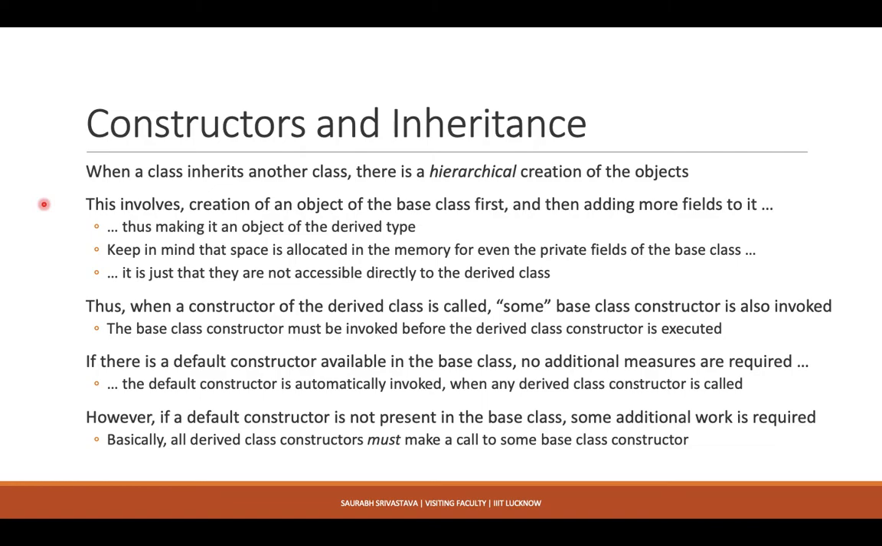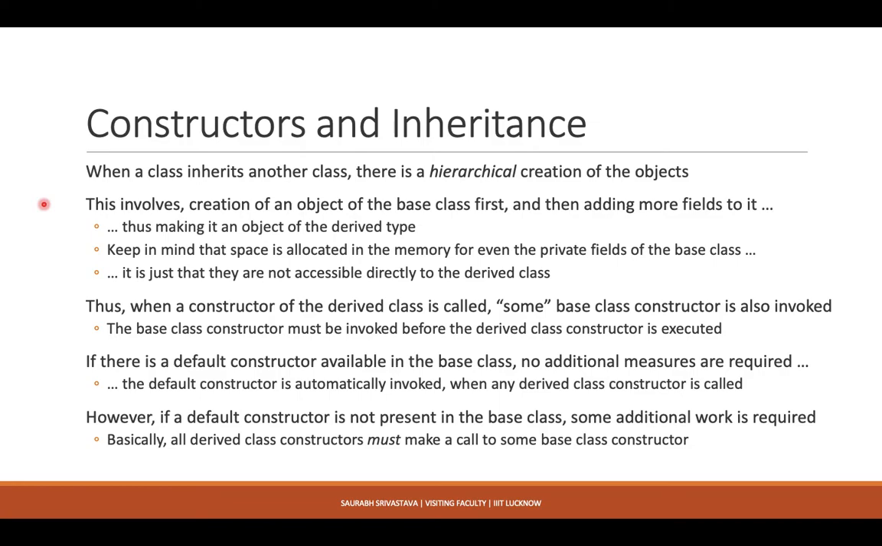So it is quite clear that in the derived class constructor, you will only assign values to the newer fields that you have added to the derived class, or maybe the fields that you have inherited. But there might certainly be certain fields which you do not have access to, because these are private fields of the base class, and even though space has been allocated in the memory for them, you do not have access to them in the derived class. So whenever I call the constructor of the derived class, there is no way for me to initialize these fields, the private fields, for example.